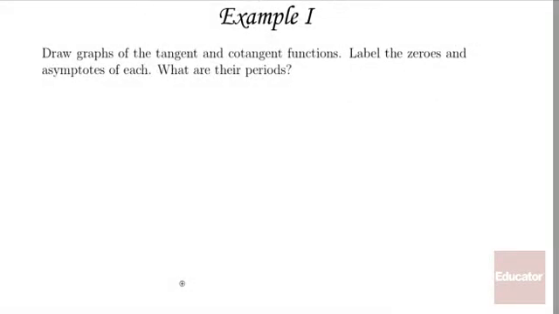So let's try some problems now. Let's start out by drawing graphs of the tangent and cotangent functions, and we're going to label the zeros and asymptotes of each and try to figure out what the periods are. So I'm going to start with the tangent function, and I'll do that one in blue.